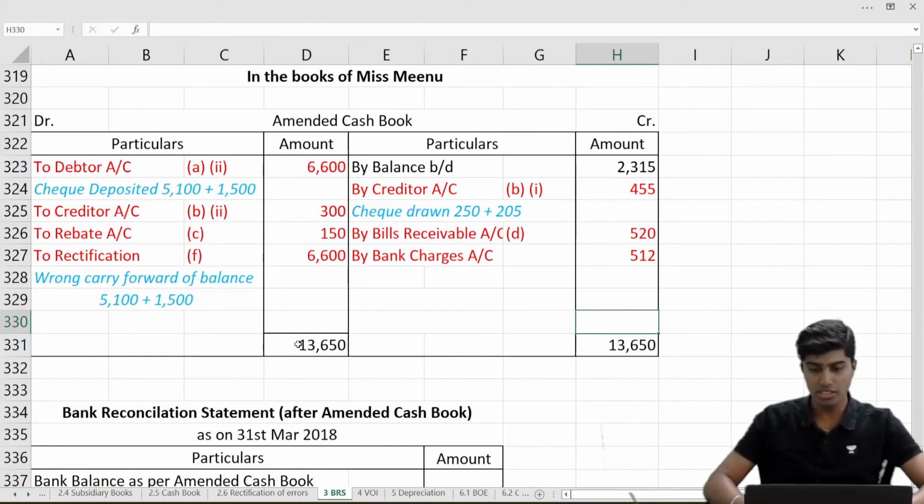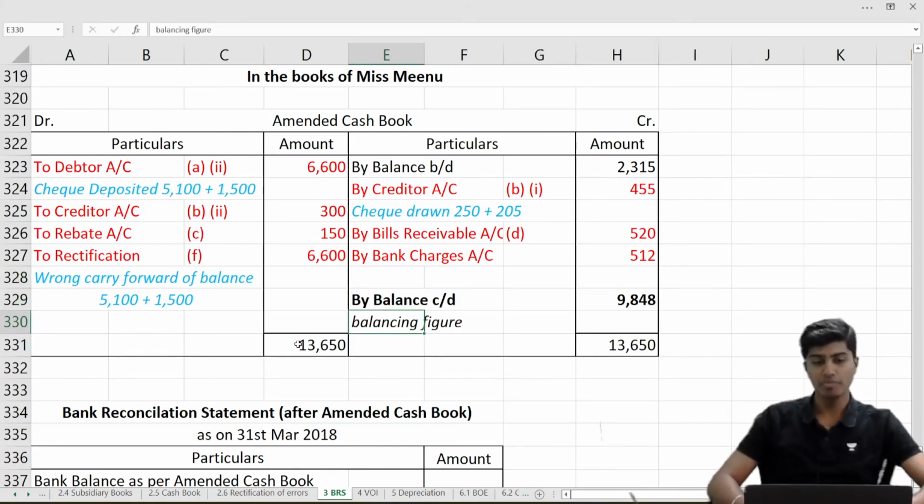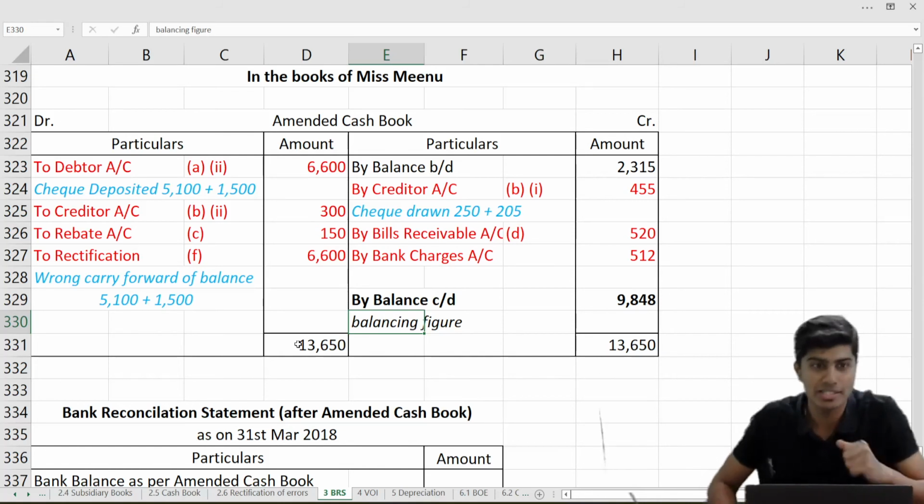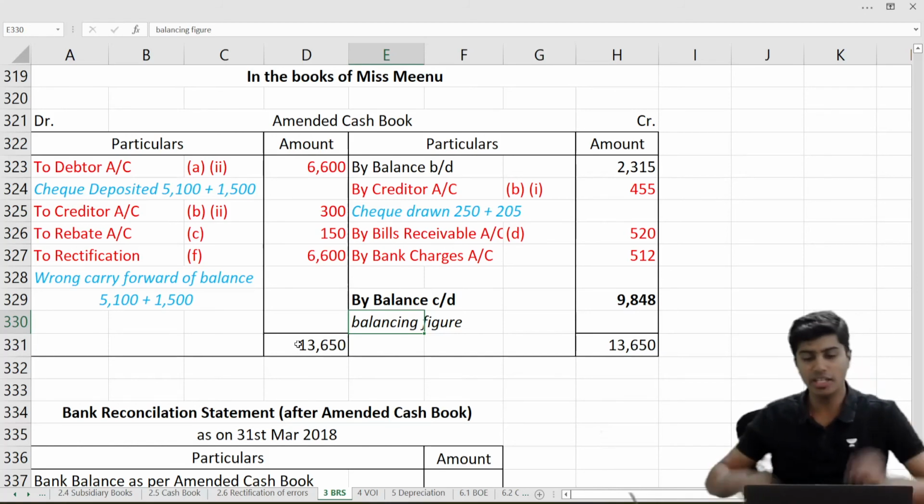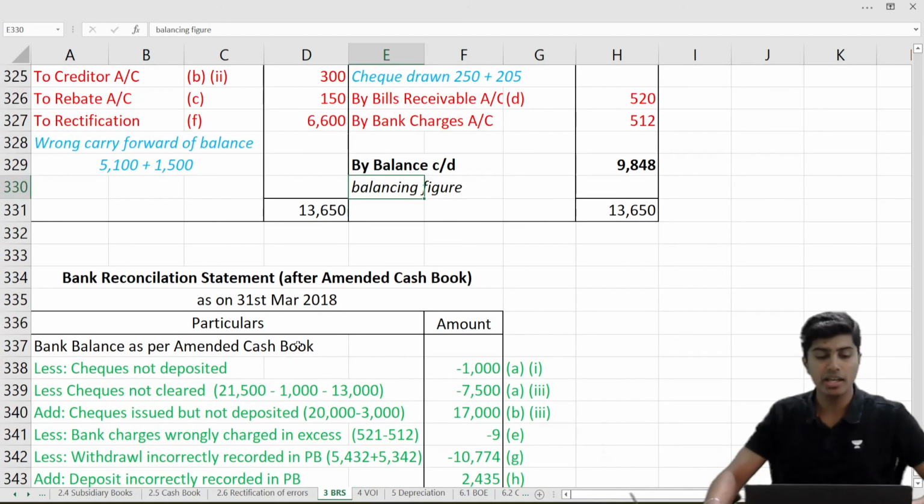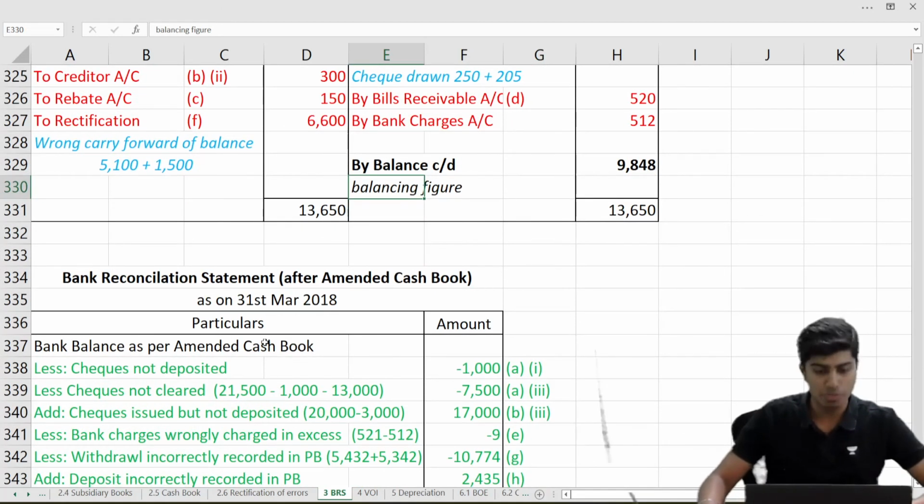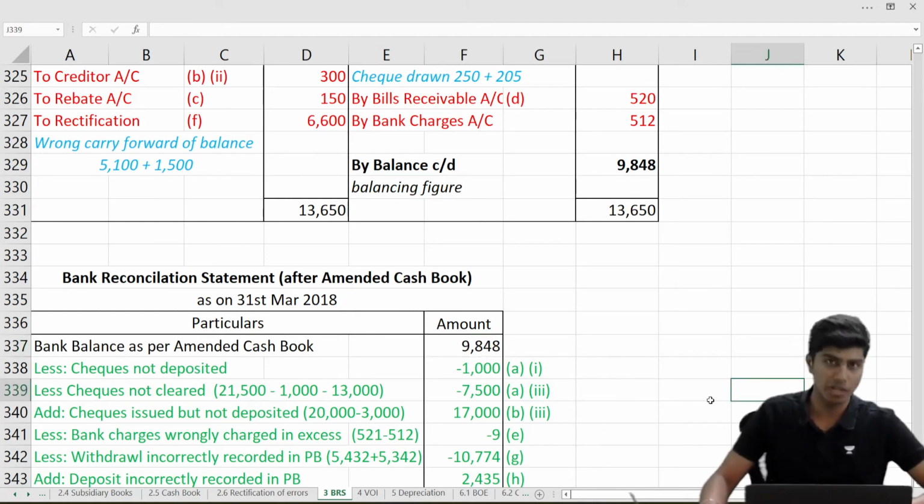13,650 here, 13,650 here. And if I identify the closing balance, the balancing figure in the amended cash book, it becomes 9,848. This is a favorable balance because the balancing figure is on the credit side, so it is a debit balance. The debit side is in excess of credit, 9,848. I would take this 9,848 as the opening balance in BRS. I would write here bank balance as per amended cash book.